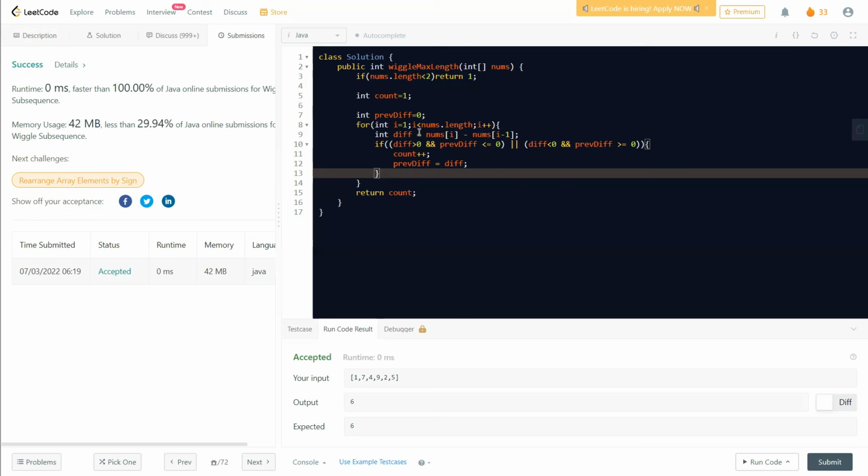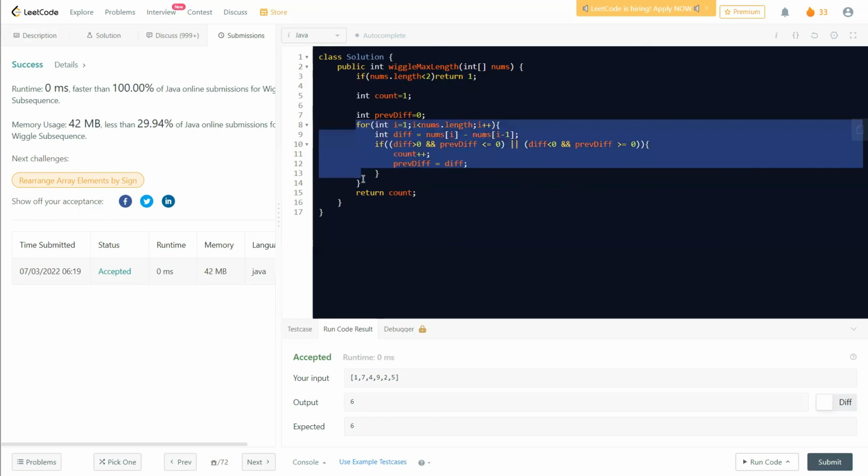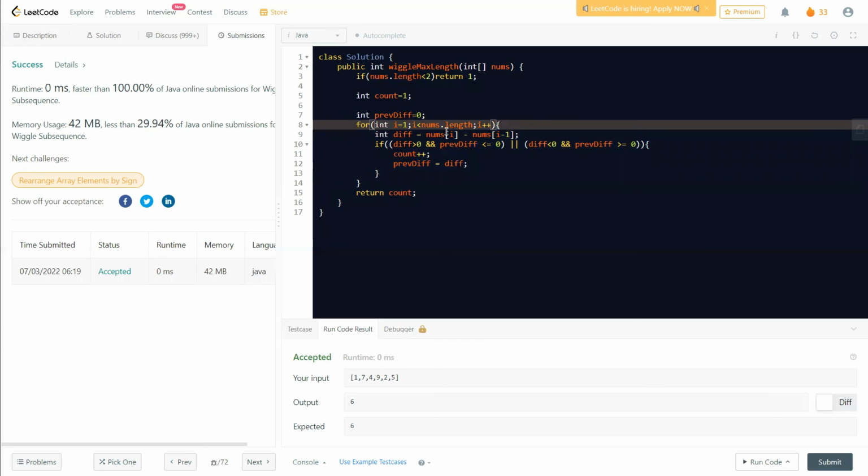Just to talk about the complexity, you can see there's only one for loop going through it, and if we are going through only one for loop, that basically means it's running for the length of the array. So it's order of n time complexity we have over here.